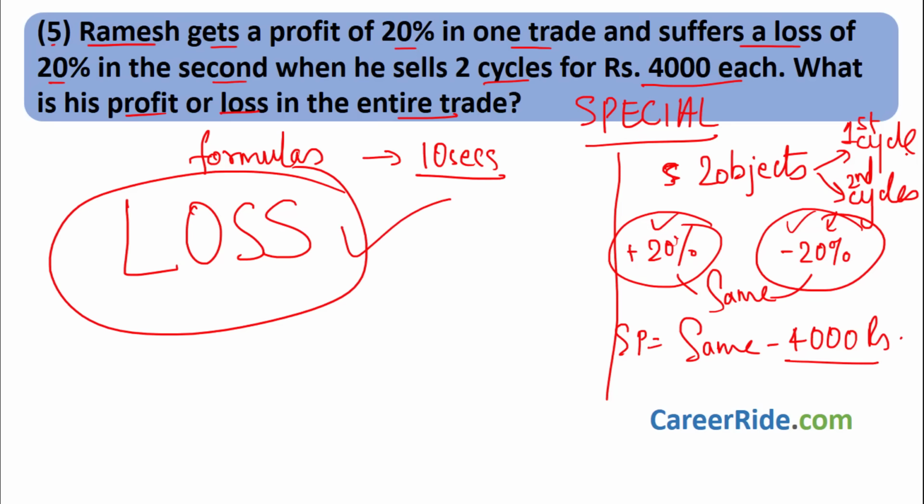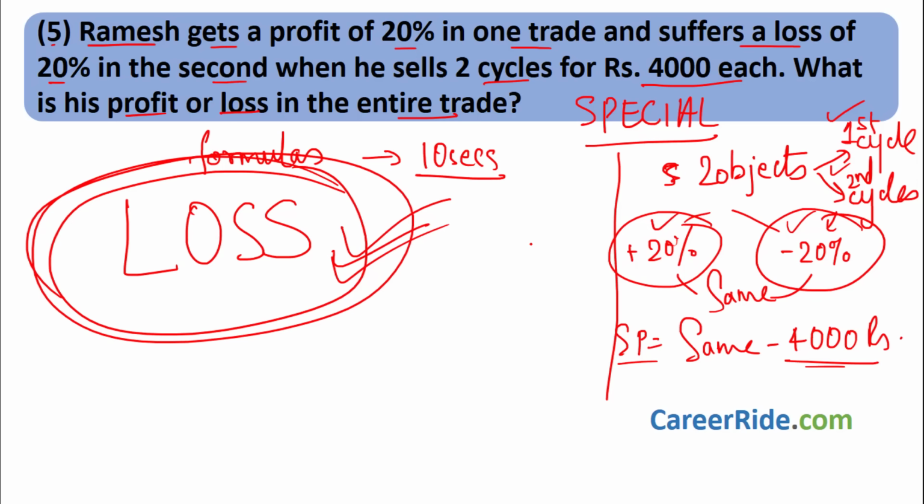Now over here it is one cycle, two cycles. If it is one cycle and one say bike or a car, still it will hold true, the person will get a loss. It is not about what the person is selling, it is about whether the percentages of profit and loss are same and whether the selling price is same. If these two conditions are true, then the person will always have a loss.